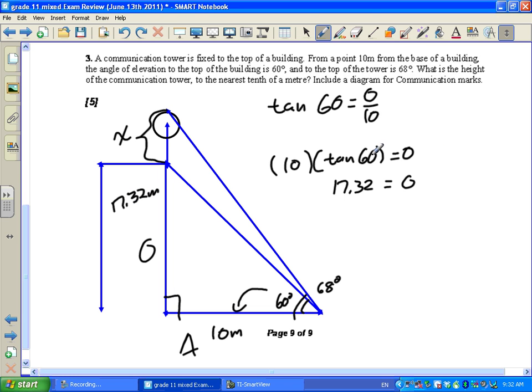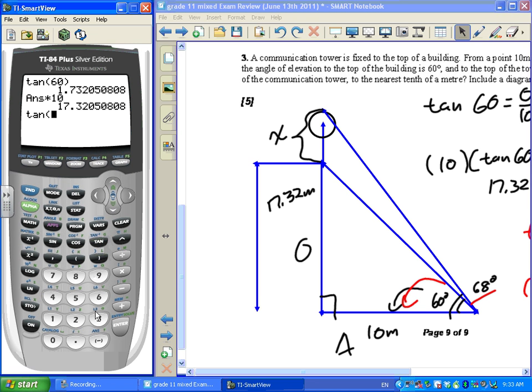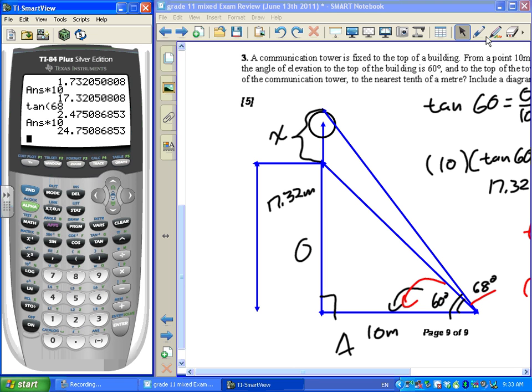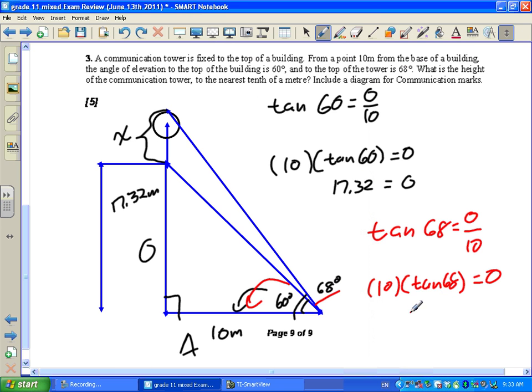The next one we're going to figure out is the height of the building plus the satellite tower. That angle is a 68 degree angle. So tangent 68 degrees is equal to the opposite over, and our adjacent is still 10 meters. Same idea, we bring the 10 over and multiply this time by tan 68. Tangent 68 times 10, 24.75.